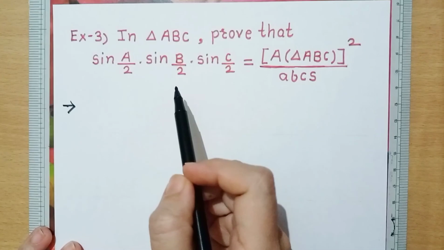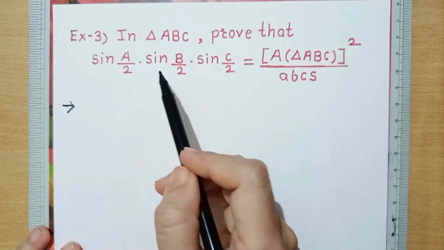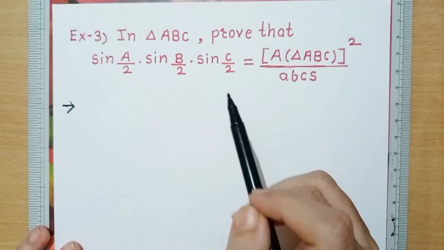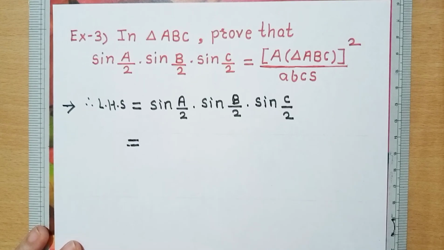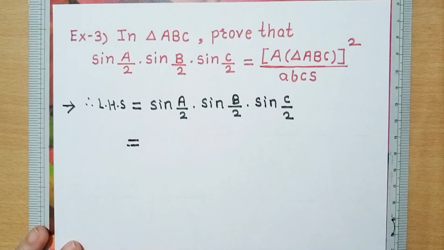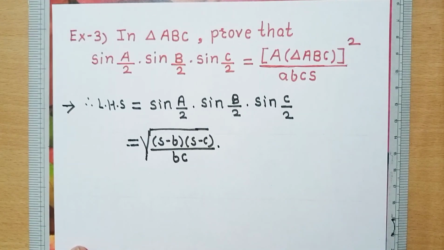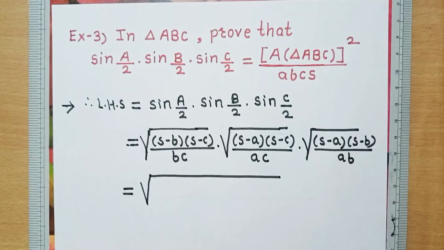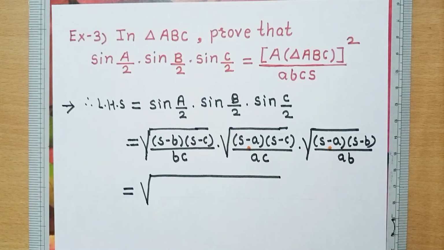Let's prove the third example, and here we have to prove sin A by 2 into sin B by 2 into sin C by 2 equal to this. So first we will start from LHS. Then we will substitute formulae. First sin A by 2, then we will substitute sin B by 2, and then we will substitute sin C by 2. Now check S minus A 2 times.